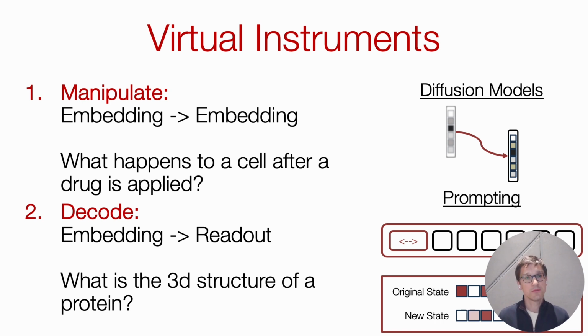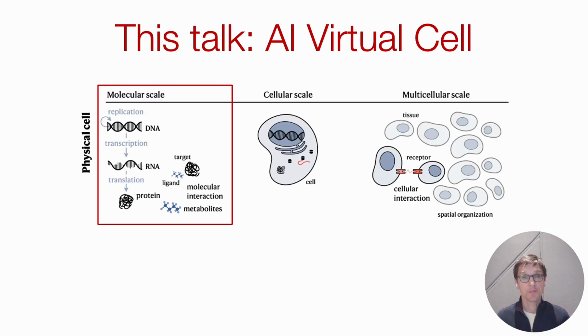So we define two types of virtual instruments. There are virtual instruments that can manipulate embeddings, where they take a cell and predict the future state of the cell, or they take a cell and a perturbation and predict the post-perturbation state of the cell. And we can also have decoding virtual instruments that take an embedding and do a readout. For example, reconstructing from the state of the cell, predicting the phenotype from the embedding of the cell, or the type of the cell from its embedding, and things like that.